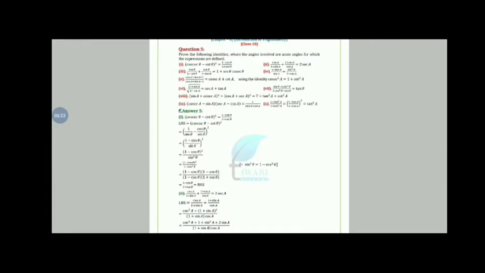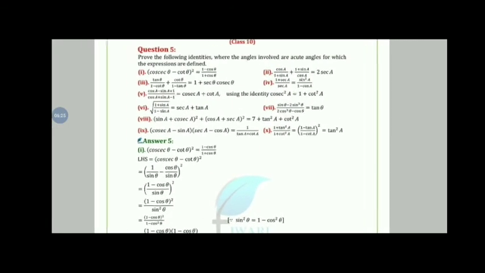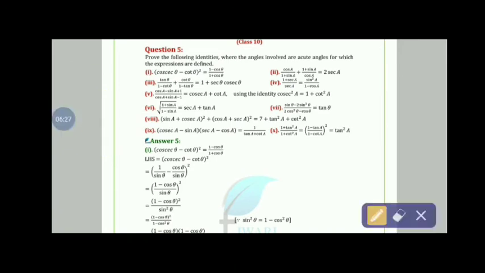Now if you move towards the next question, question number 5. In question number 5, it is given: prove the following identities, where the angles involved are acute angles for which the expression is defined. So first is (cosec theta minus cot theta) whole square is equal to (1 minus cos theta) over (1 plus cos theta). So now we are solving the LHS for this.